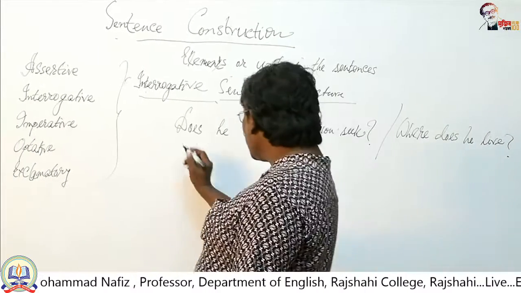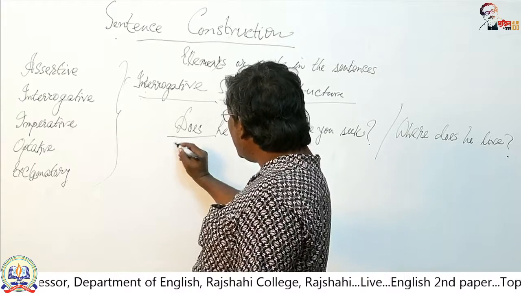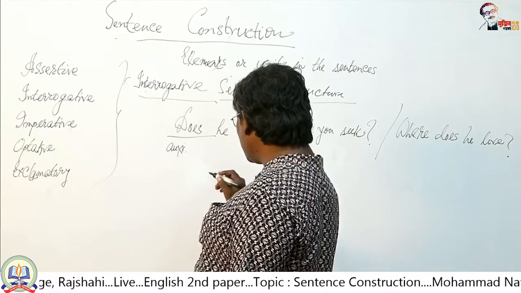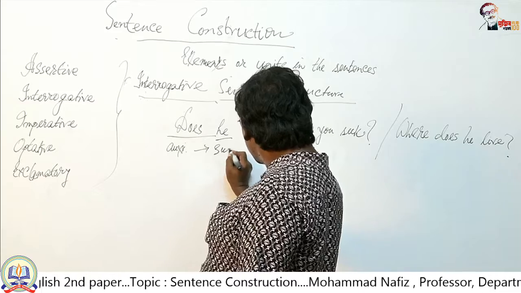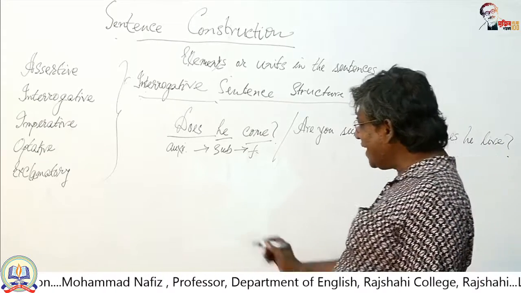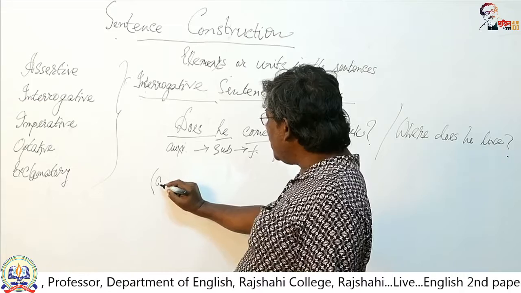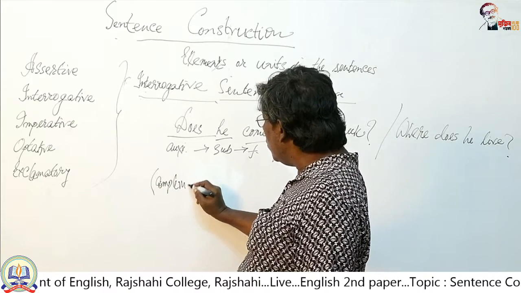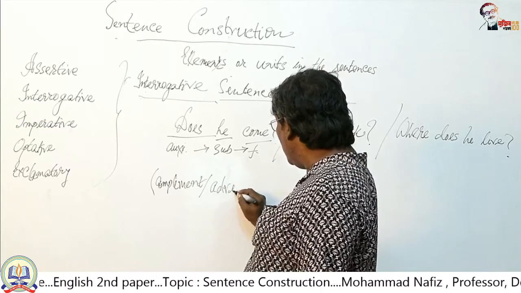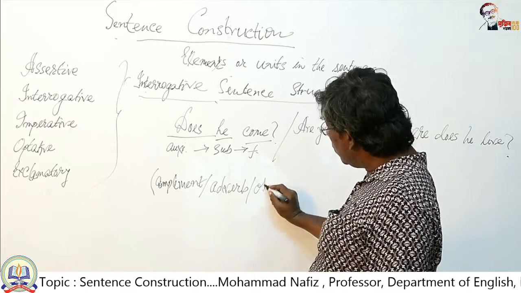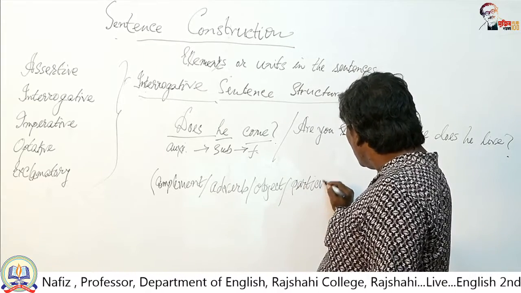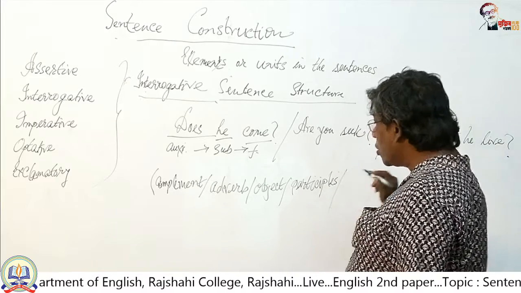So, in all the cases when it begins with an auxiliary verb, we have the structure auxiliary verb, then subject, then finite verb, and then comes the other elements like complement, adverb, object, participles, or infinitives.